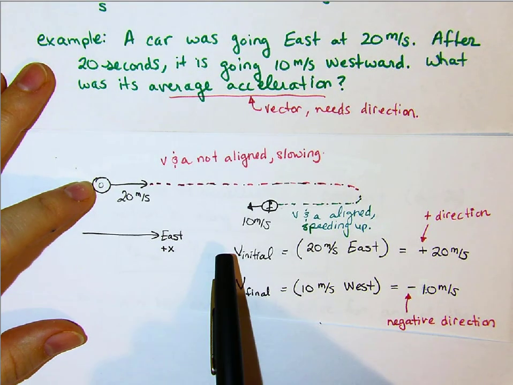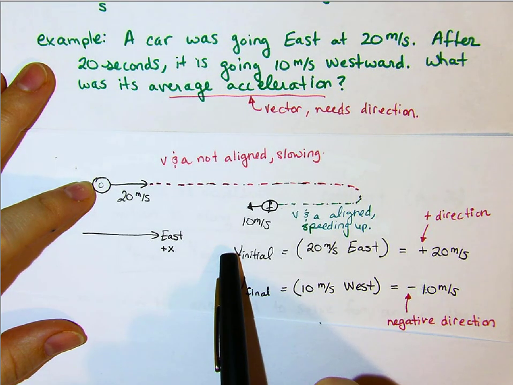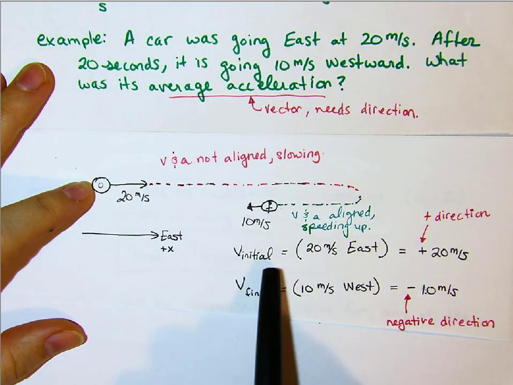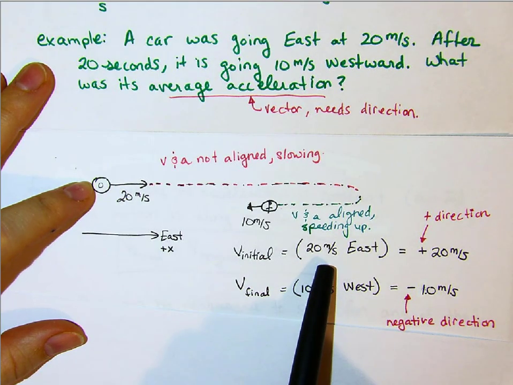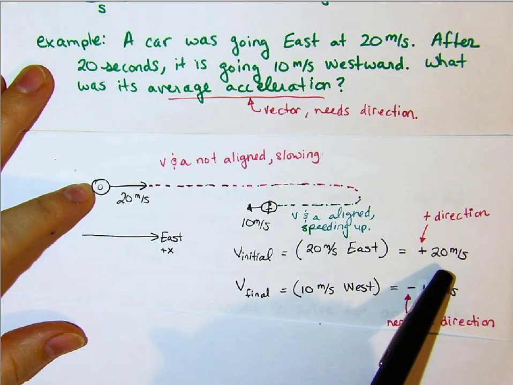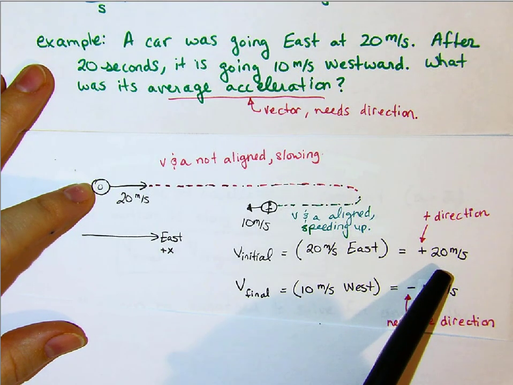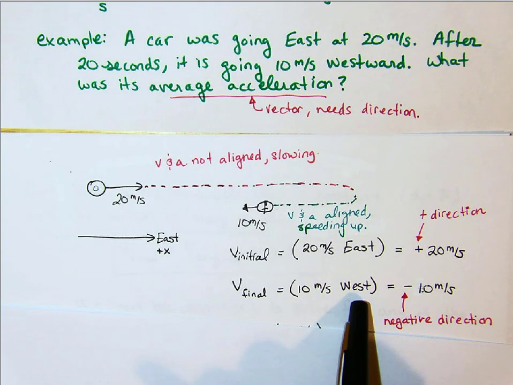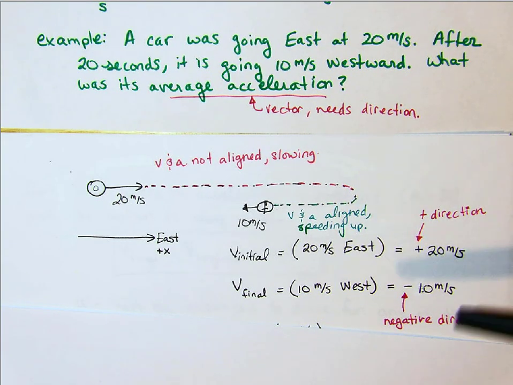Here I said that my initial velocity, but you could have also said original velocity. It's fine, whatever. These little subscripts are basically notes to yourself. It was equal to 20 meters per second eastward, which I'm just going to use as positive 20 meters per second when I plug it in for math. My final velocity was 10 meters per second to the west, but if I'm going to plug it in for math, instead of saying west, I'm just going to say negative to mean the negative direction. So negative 10 meters per second.